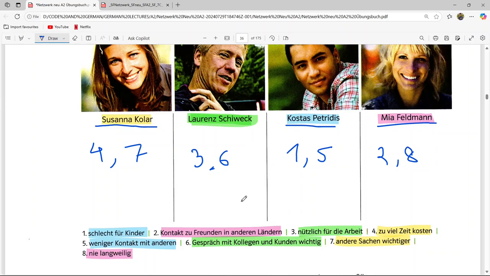Okay, so everyone had their own opinion. For example, Susanna was saying that it takes more time and other things are important. Lawrence is saying that it is very useful for the work and you can make conversation with the colleagues and the customers. Kostas was saying that you can make little contact with real life people and it is bad for kids. And then finally Mia, she's saying that she has friends from other countries and she can make contacts with them and it is never boring. You can do so many things being online.